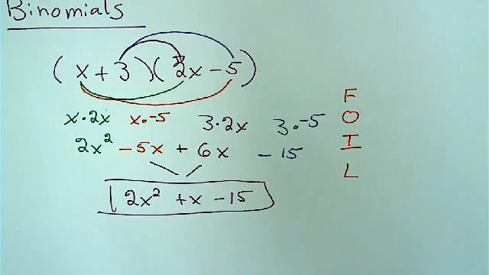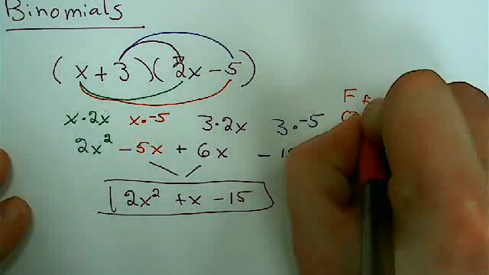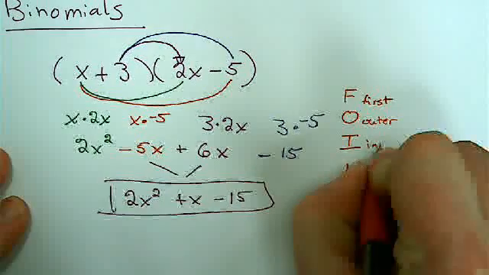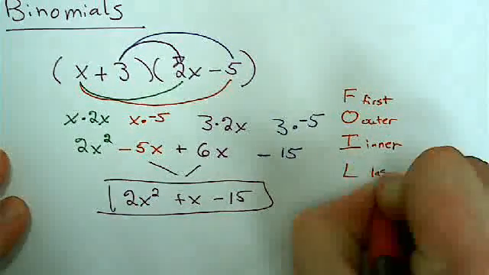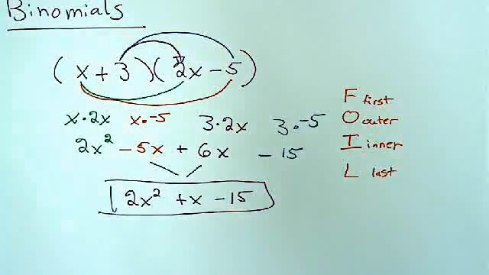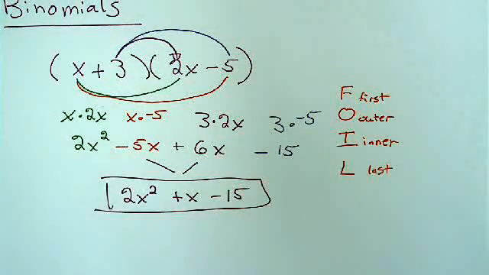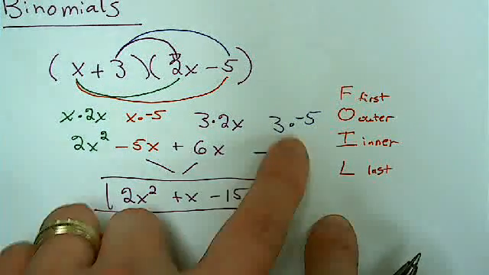FOIL stands for first, outer, inner, last. I'm only mentioning this because you'll see it, and some other people will try to use it with you, and that's okay. It works for binomials, which means it'll work for the next couple of examples, and then it will stop working when we do polynomials. It only applies when there are 4 results.